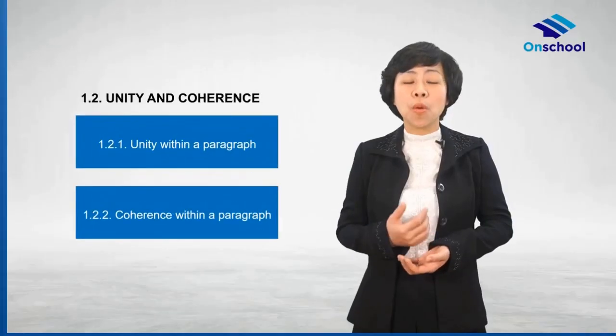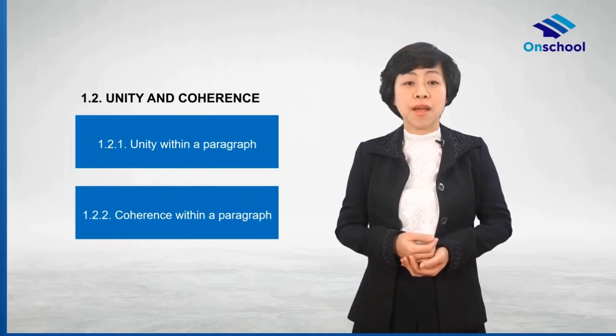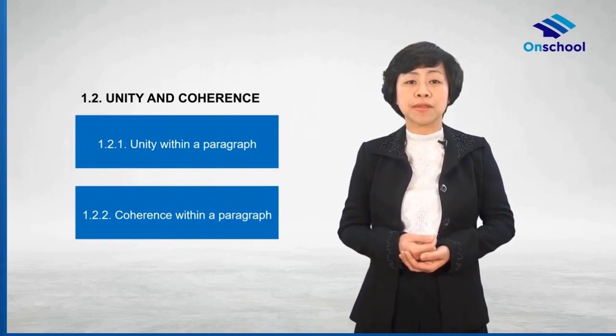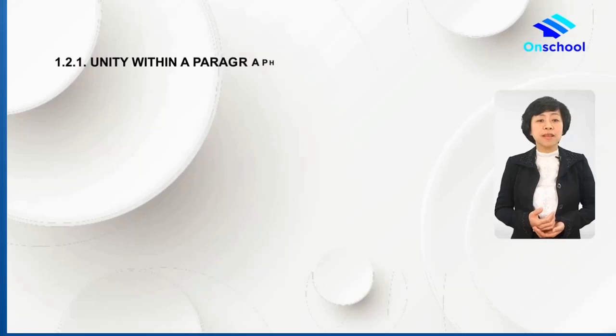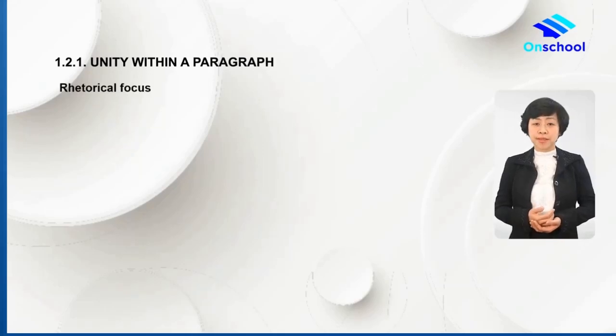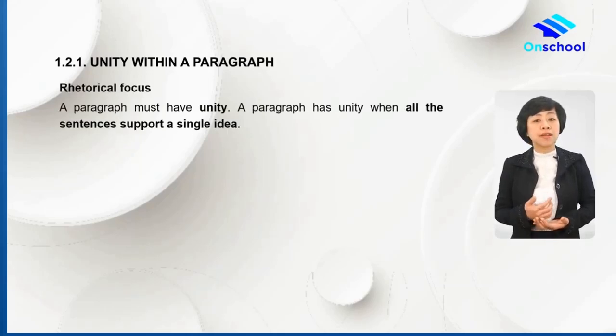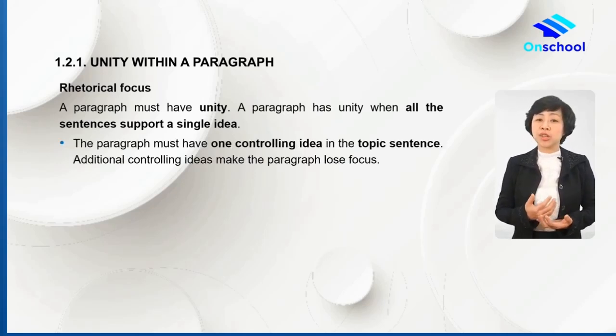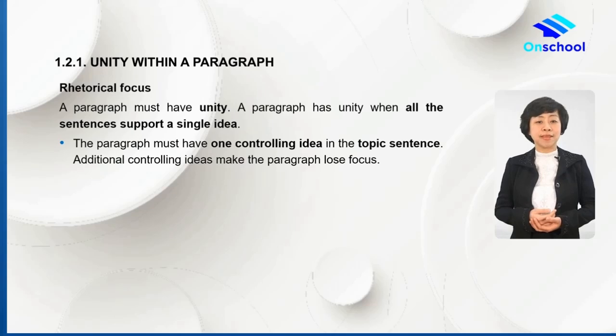Let's move on to the qualities of a good paragraph: unity and coherence. Firstly, a paragraph must have unity. A paragraph has unity when all the sentences support a single idea. The paragraph must have one controlling idea in the topic sentence. Additional controlling ideas make the paragraph lose focus.